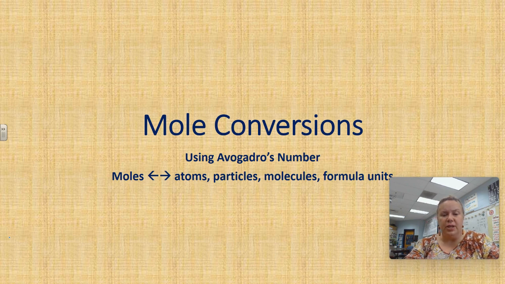I want to go through a few problems with you using Avogadro's number for mole conversions. Remember, Avogadro's number is 6.02 times 10 to the 23rd. It doesn't matter even what you're talking about. You could have 6.02 times 10 to the 23rd pieces of candy. You could have 6.02 times 10 to the 23rd atoms. You can have anything of that number because 6.02 times 10 to the 23rd is 1 mole, period.